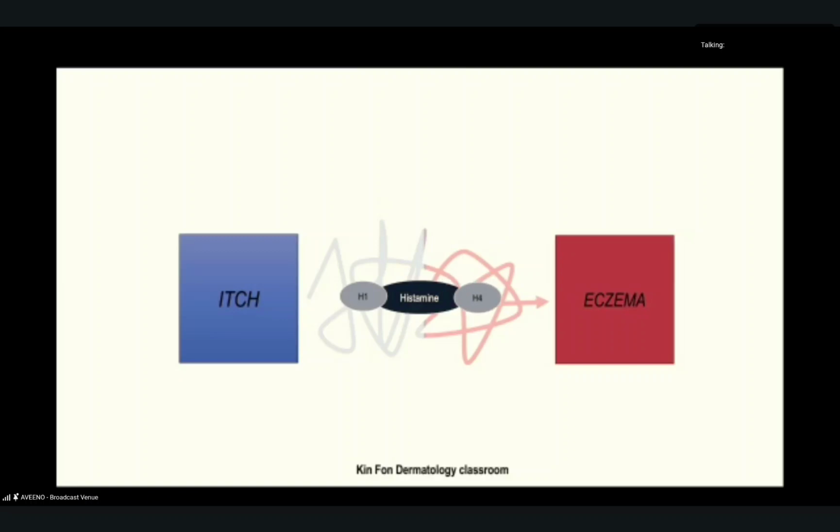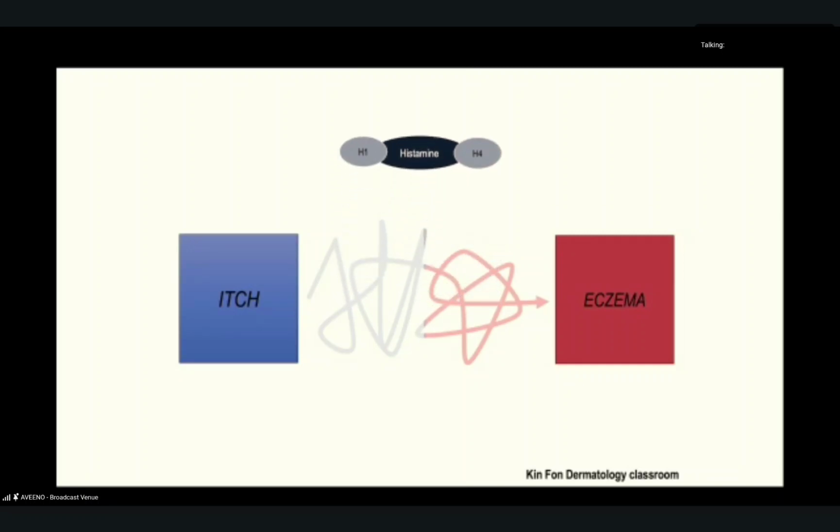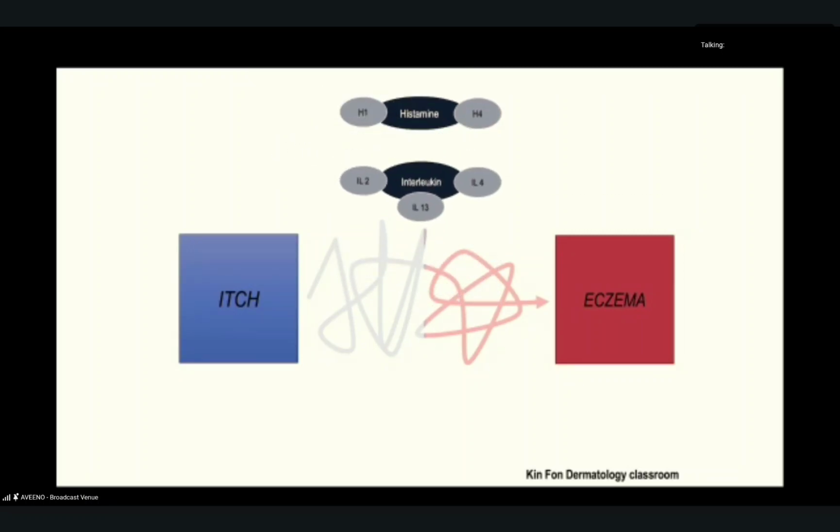And we know that our conventional antihistamines mainly act on H1 and H2, and do not act on H4. They do not antagonize the effect of H4. Besides histamine, there are many other mediators involved, including the interleukins 2, 4, 13, and especially IL-31, which is a very potent cytokine that induces itch in atopic eczema patients.